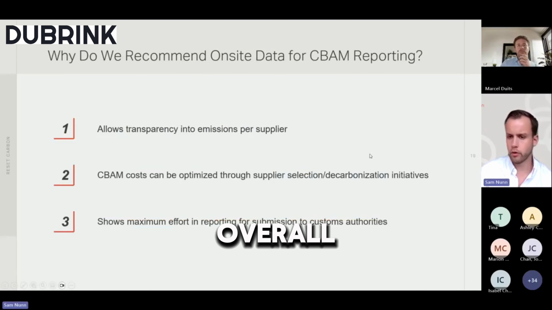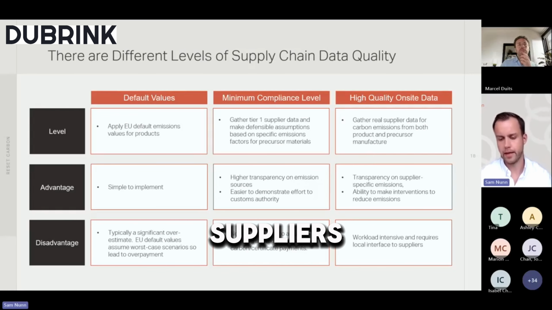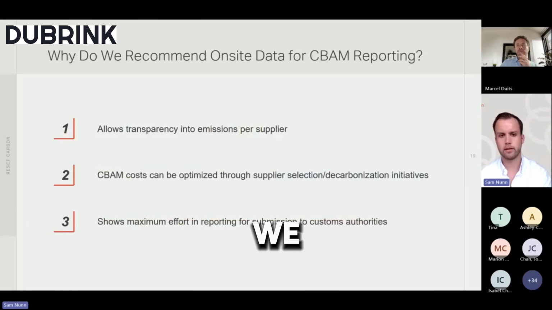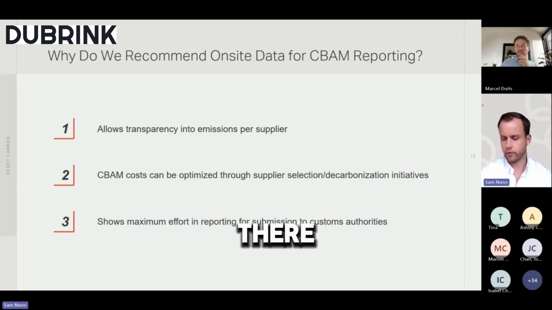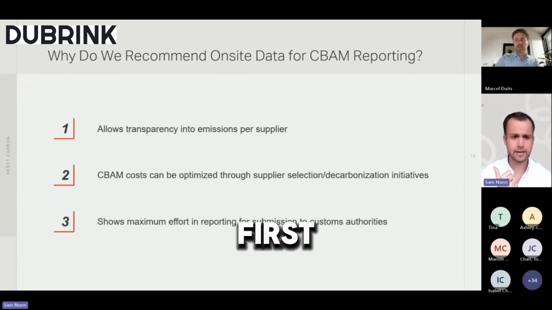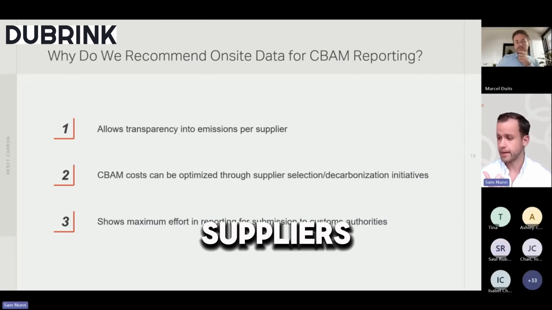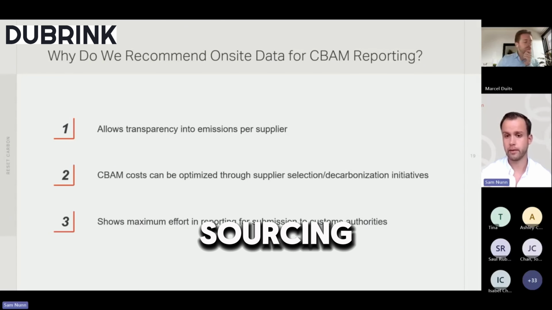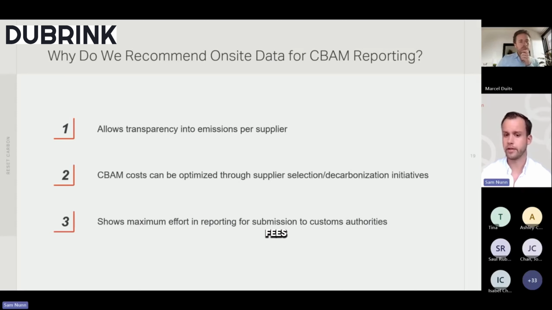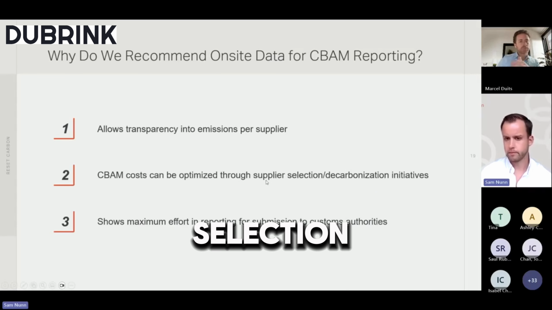So overall, as Reset, what do we recommend? I mean, we've got a lot of experience of working with suppliers here. Overall, for us, we still recommend trying to get as much on-site data as possible. Basically, there are 3 reasons for this. The first is it allows you to get transparency into the emissions contribution of each of your suppliers, and you can make educated decisions on your strategy for sourcing based on the CBAM fees it's going to lead you to pay. You can optimize your costs through supplier selection.